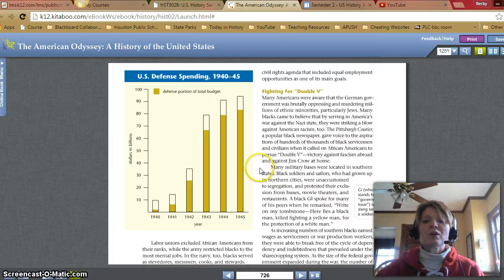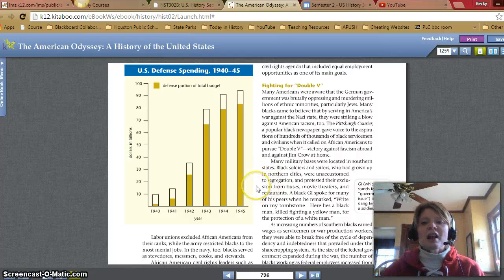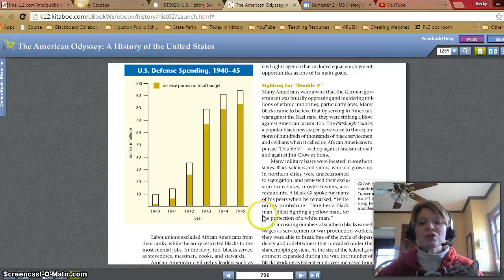Many military bases were located in southern states. Black soldiers and sailors who had grown up in northern cities were unaccustomed to segregation and protested their exclusion from buses, movie theaters, and restaurants. A black GI spoke for many of his peers when he remarked, "Right on my tombstone, here lies a black man, killed fighting a yellow man for the protection of a white man."